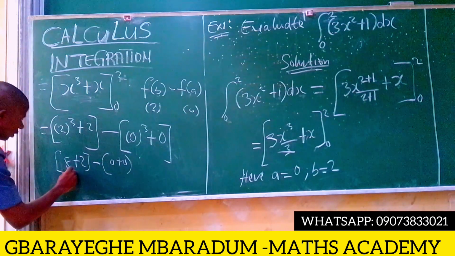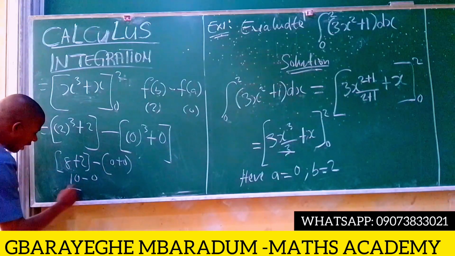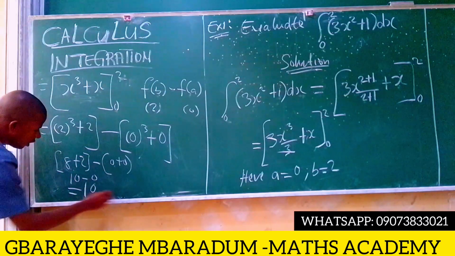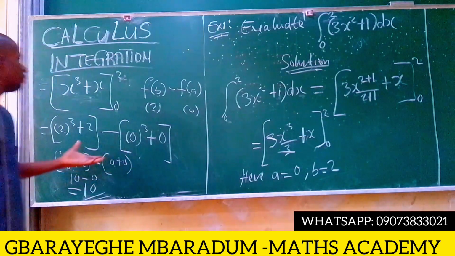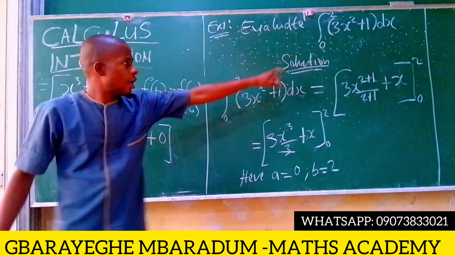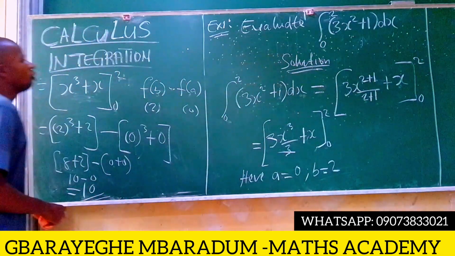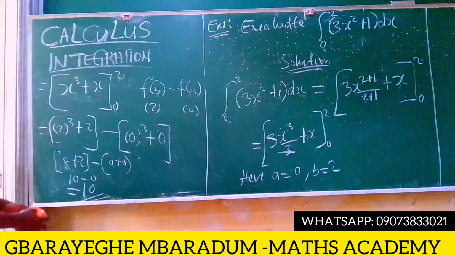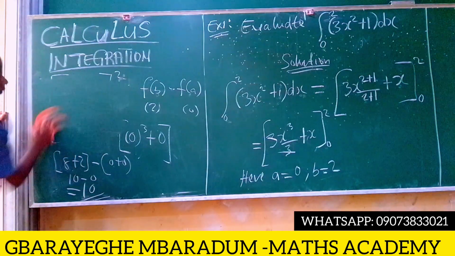This becomes 10 minus 0 plus 0, which is 0. So our final answer becomes 10. This is how to evaluate a definite integral that has a lower bound and an upper bound. Now let's look at example 2 before we move to the next topic under integration.